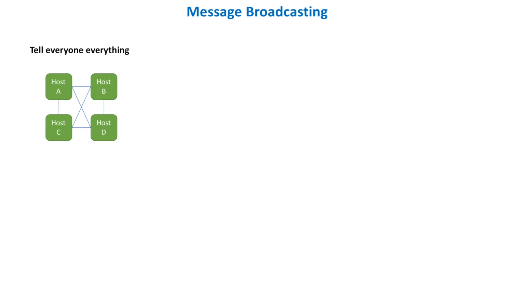The first approach is to tell everyone everything. It means that every host in the cluster knows about every other host in the cluster and shares messages with each one of them. You may have also heard the term full mesh that describes this network topology. How do hosts discover each other? When a new host is added, how does everyone else know?